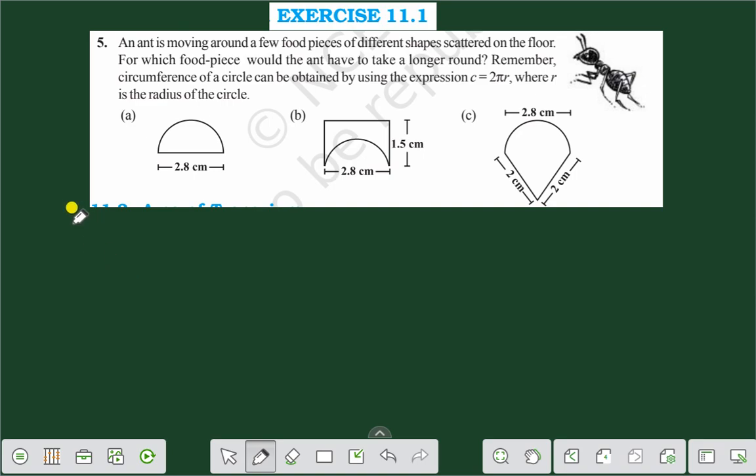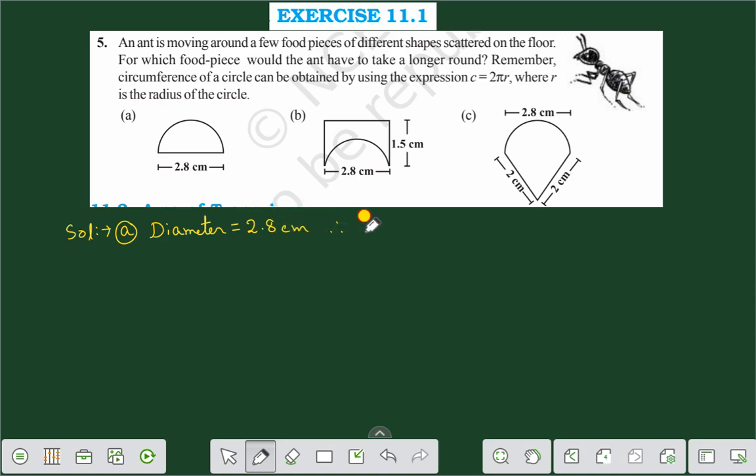First of all, we'll solve question number A. You have to find the perimeter of all these figures. Therefore, first we will find the radius. Here the diameter is given as 2.8 centimeter.